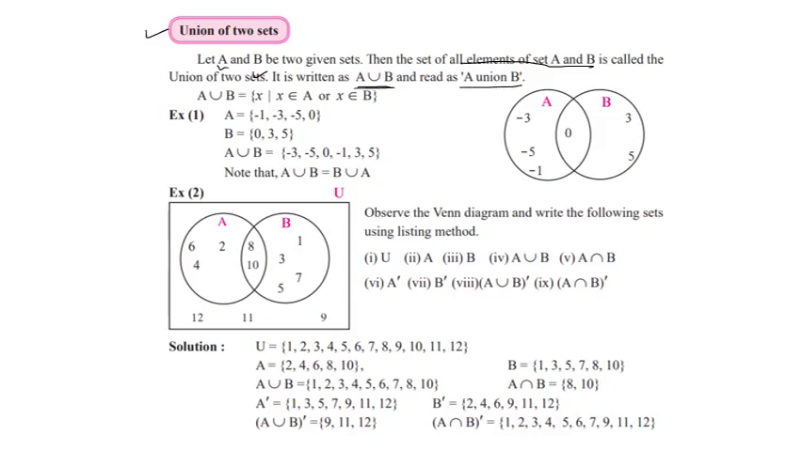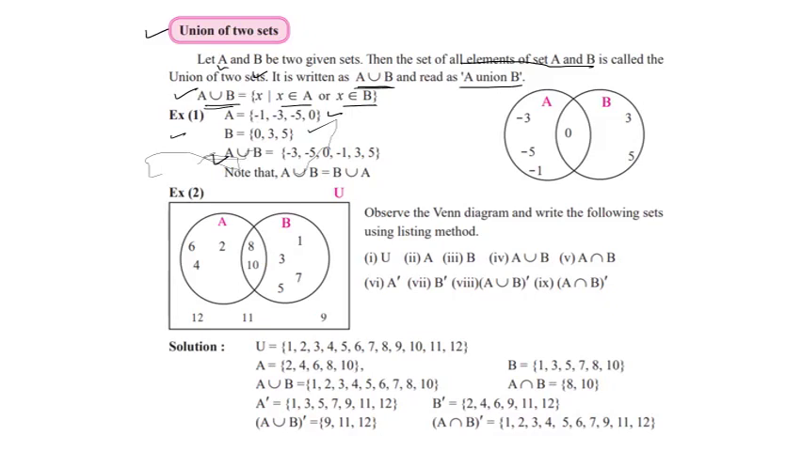Again, this is also a definition by rule method. A union B contains x such that x belongs to A or x belongs to B. This x should be an element of A or an element of B. And this is the union of two sets, union of set A and set B. Now consider some solved examples. See the first example. Here sets A and B are given. Now we have to find A union B. A union B contains which elements? All elements of sets A and B.